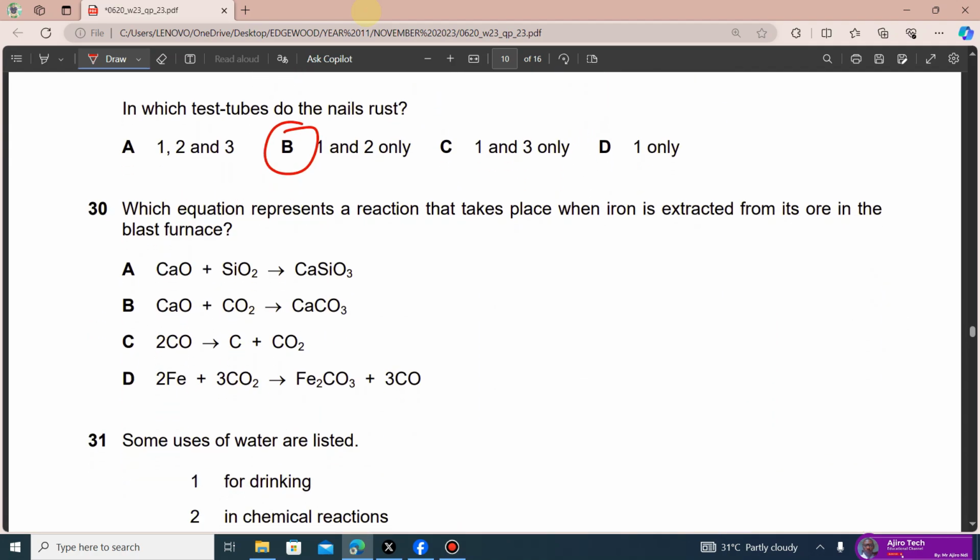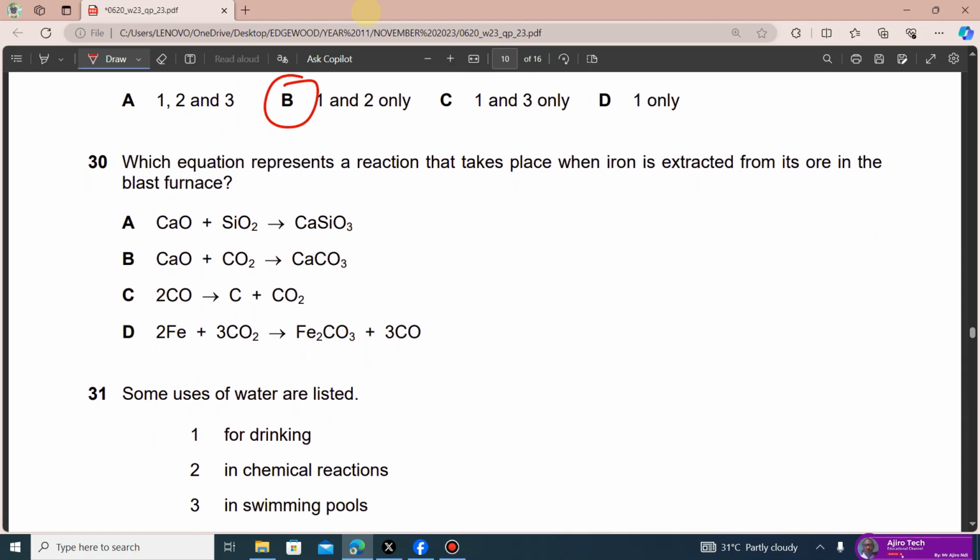Which equation represents a reaction that takes place when iron is extracted from its ore in the blast furnace? Of course, you know this is the equation because this equation shows how the impurities in the extraction process are removed to form the calcium silicate.